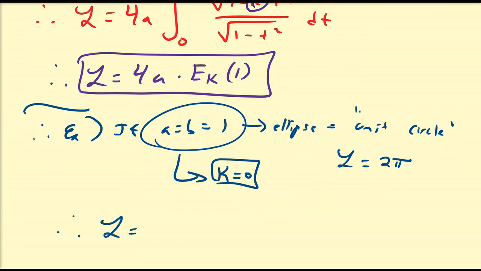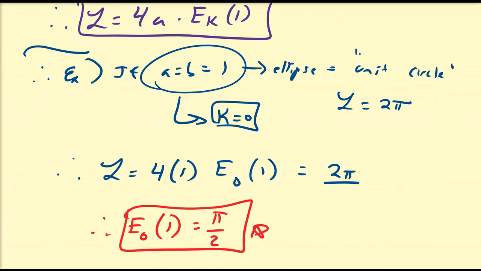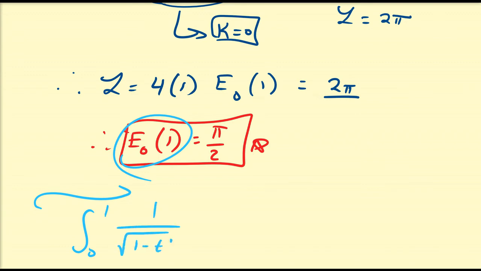So that means our arc length is going to be equal to 4 times 1 times the elliptic integral with parameter 0, evaluated at 1, and this is going to be equal to 2 pi, which means we have a particular value for our elliptic integral. Therefore, E(0, 1) is going to be equal to pi over 2, so that's a direct result, right? And you should be able to verify that this value E(0, 1), which is equivalent to the integral from 0 to 1 of the square root of 1 minus t squared dt, actually is equal to pi over 2, and you can verify that for yourself. So this is just an introduction to elliptic integrals.